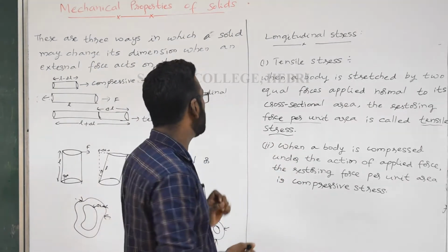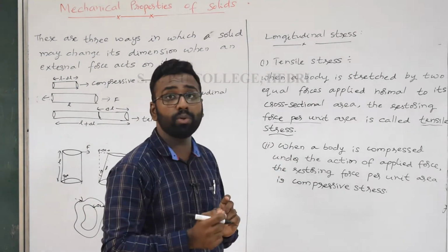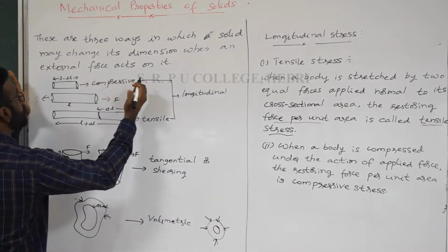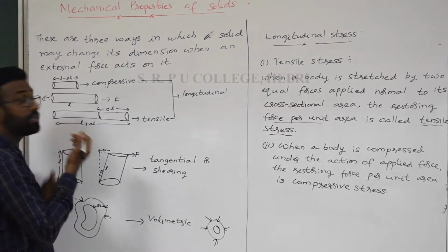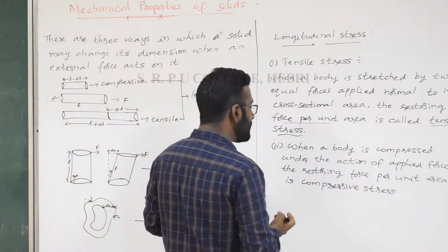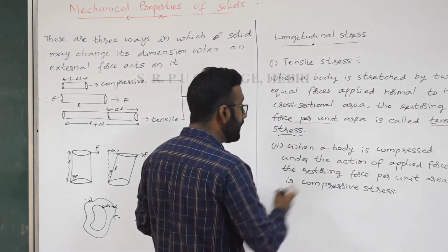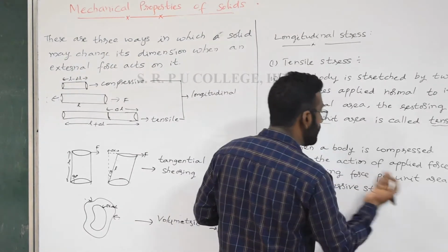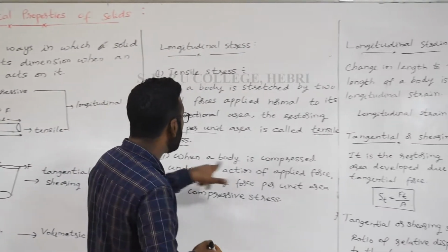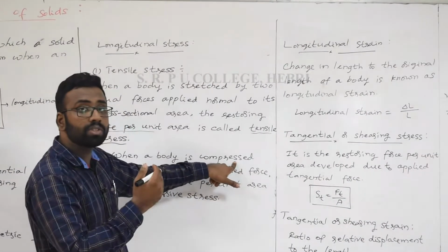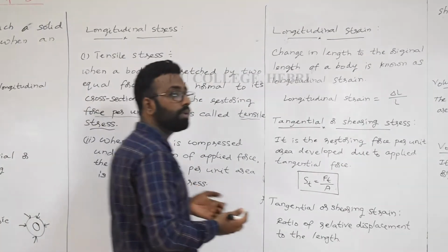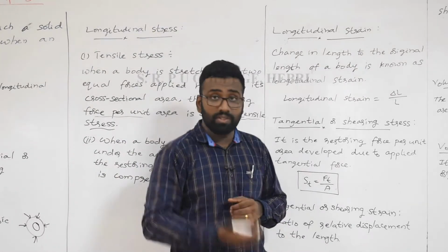Similarly, compressive stress. What do we do here? We compress it, applying equal force from both sides, so that its length is reduced to L minus delta L. When a body is compressed under the action of applied force, the restoring force developed per unit area is known as compressive force. So the stress developed will be known as compressive stress.